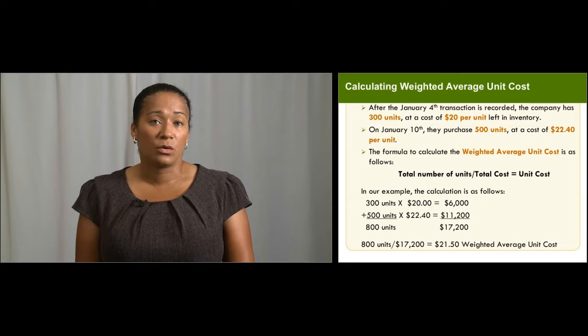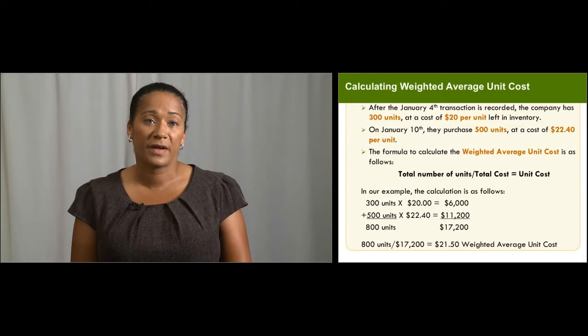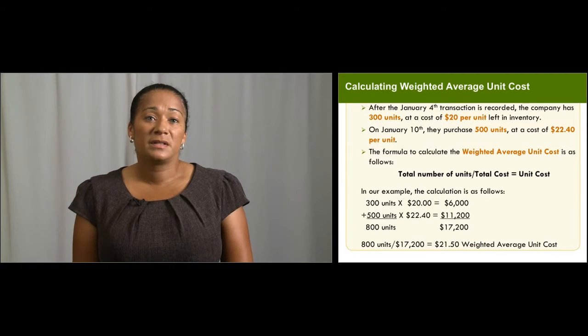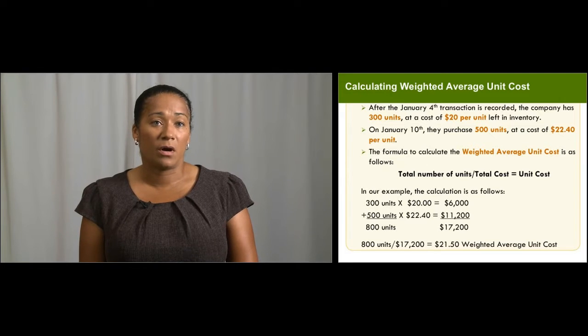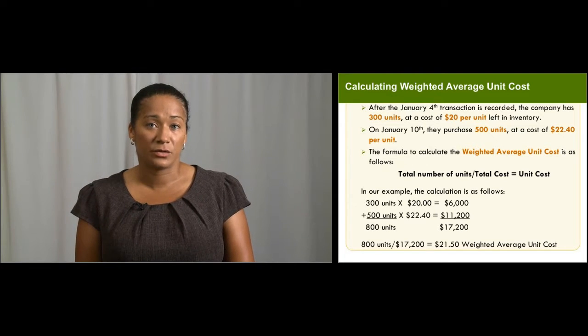The next step is to calculate the total cost of the 800 units that remain in inventory. This is done by taking the total cost of the 300 units, which is $6,000, and the total cost of the 500 units, which is $11,200, and then adding them together. If this is calculated correctly, total cost should be $17,200. The final step required to calculate the weighted average unit cost is to divide the total cost of $17,200 by the total units, which is 800, and the unit cost should be $21.50 per unit.